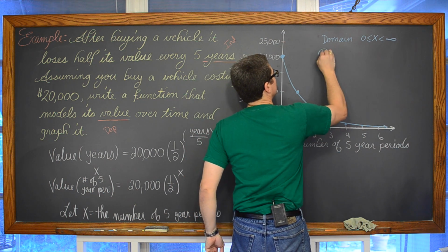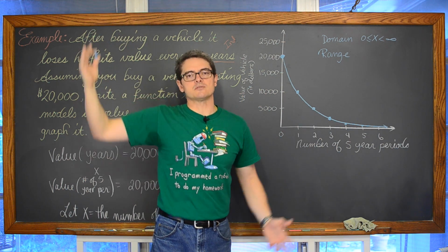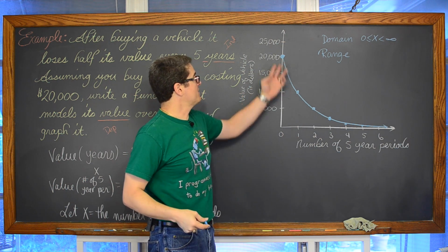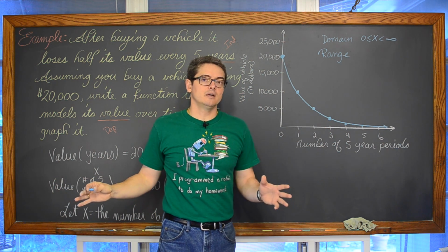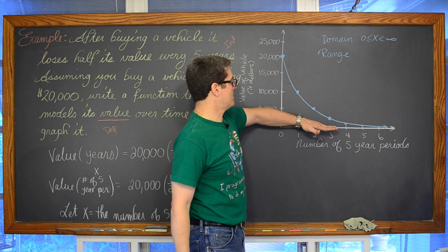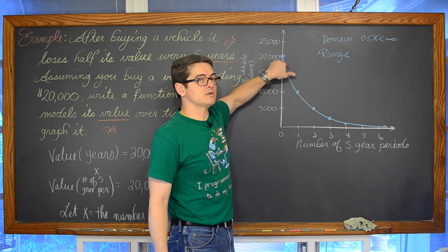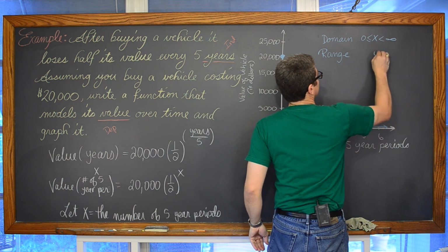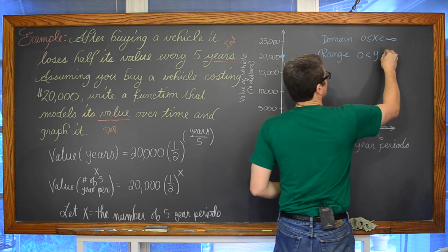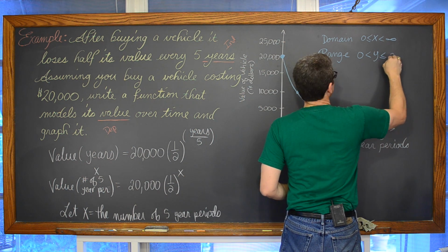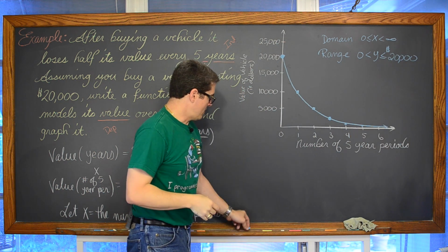The range, well, you can buy cars that are hundreds of thousands of dollars, millions of dollars nowadays. So $20,000 doesn't seem like much, and the range, again, just a naked exponential function curve would be from basically 0 to infinity. But our initial value was $20,000. So our range is going to be where y must be greater than 0, because it's approaching that horizontal asymptote. It's not going to actually become it, and less than or equal to $20,000.